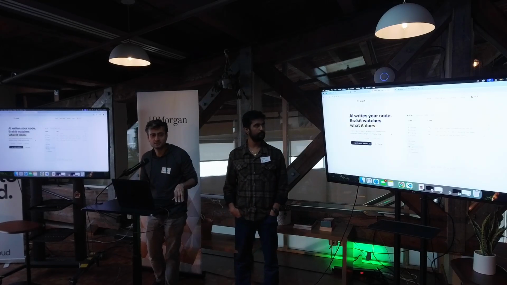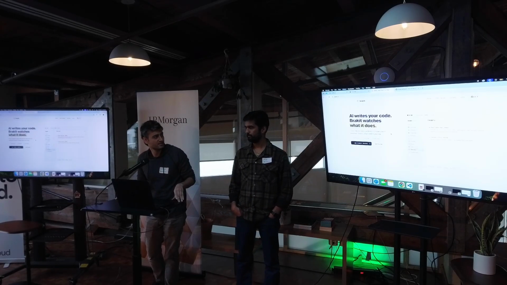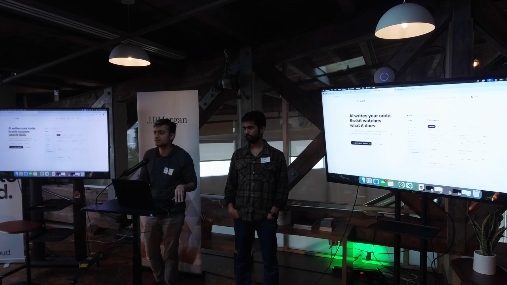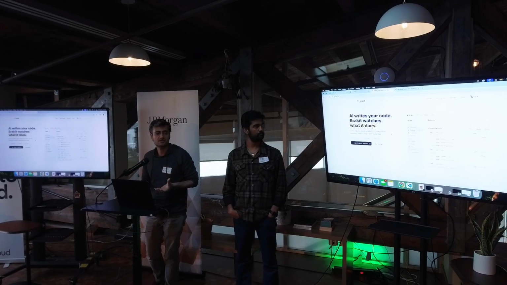So for that, we built Bracket. What it does is it basically gives you an idea of your entire system. It gives you a mind map. It gives you a very visual way to understand what your APIs are doing.